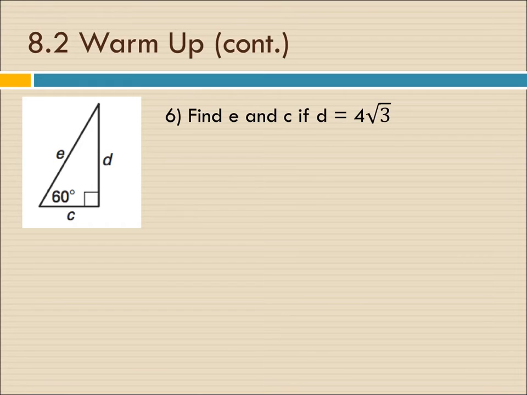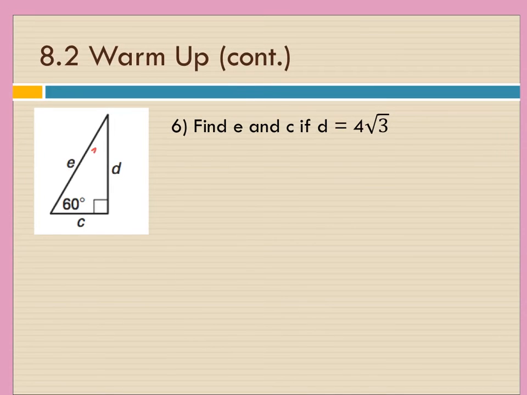And the last one, again, a 30, 60, 90 triangle. Opposite the 30 is A. Opposite the 60 is A root 3. Opposite the 90 is 2 times A.